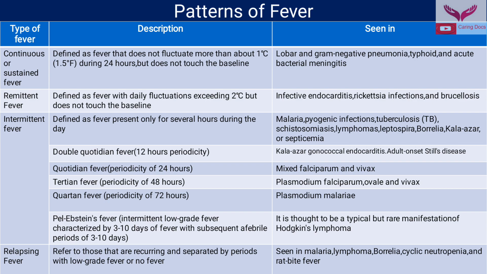Second is the remittent fever. It is defined as fever with daily fluctuations exceeding 2 degrees Celsius, but it also does not touch the baseline. Continuous fever has fluctuation of not more than 1 degree Celsius, and remittent fever has fluctuation of more than 2 degrees Celsius, but both these fevers do not touch the baseline. Remittent fever is seen in infective endocarditis, rickettsial infections and brucellosis.